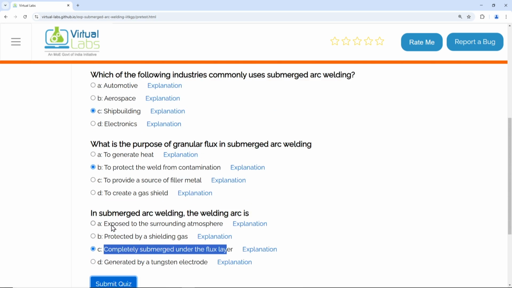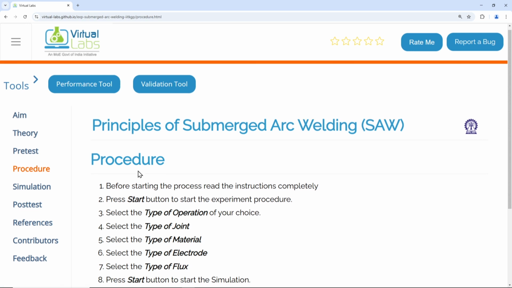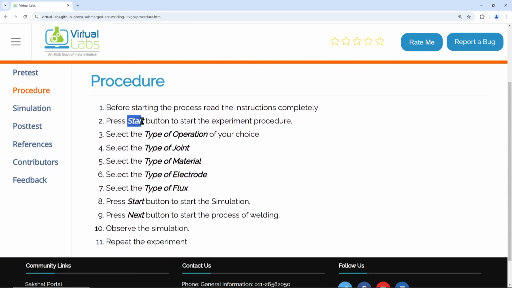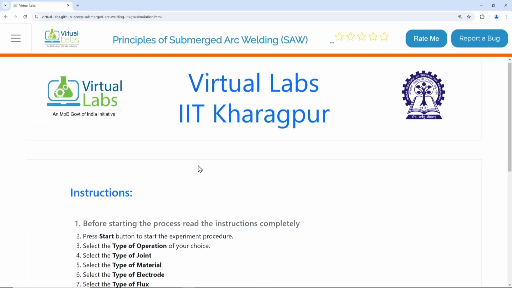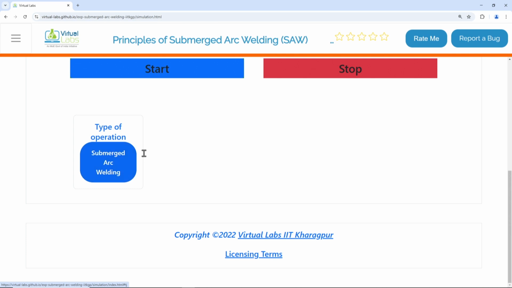I submit this and let me now come to the procedure for the simulation. It says press start button, type of operation, type of joint, type of material, type of electrode, type of flux is picked, and we start the simulation. Click the next button to start the process of welding. Let me come to simulation. Let me click the start button.